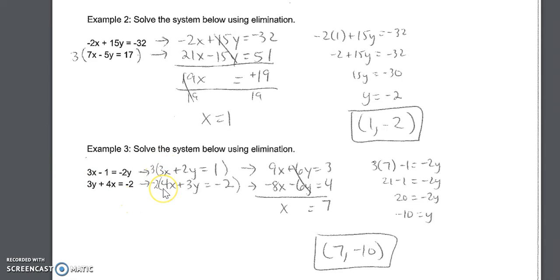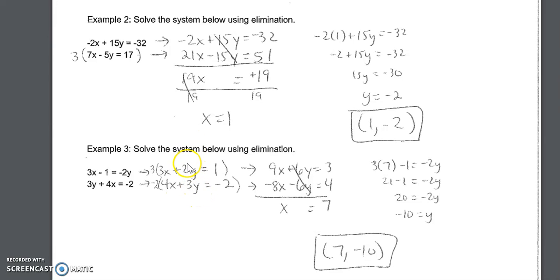You now have 3x and 4x. You have 2y and 3y. Neither of them are opposites. Again, you can pick what to work with. 3 and 4, you can multiply to make them both 12. You could go bigger than that. You could go 24. You can go higher than just 12, but sometimes it's easiest to do the smallest.